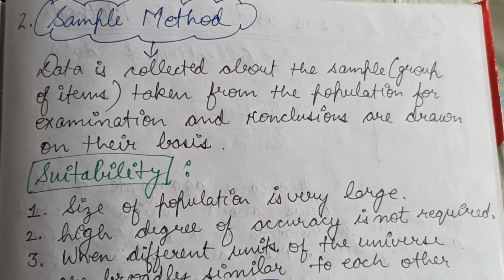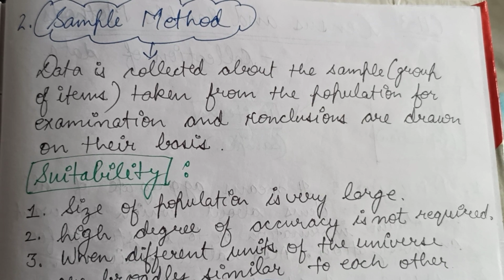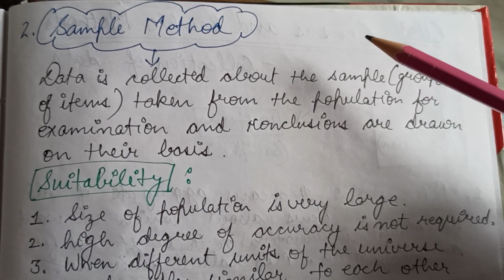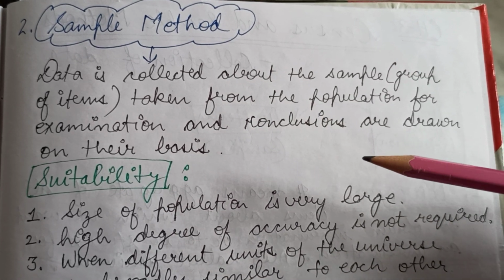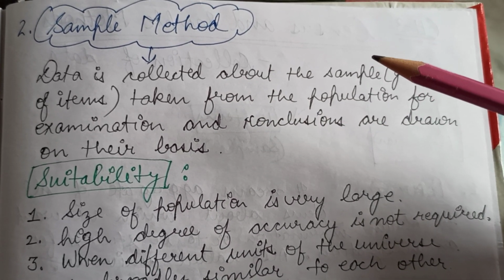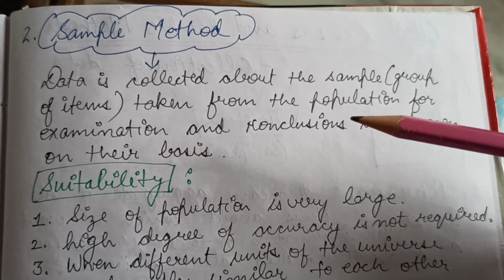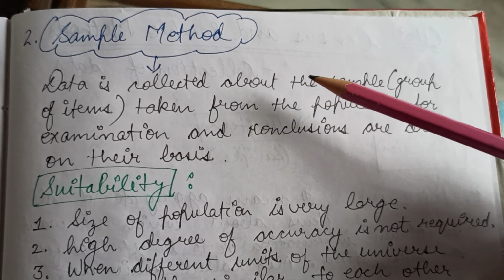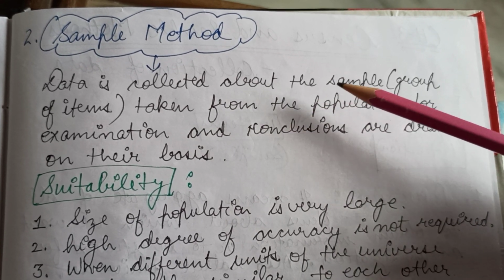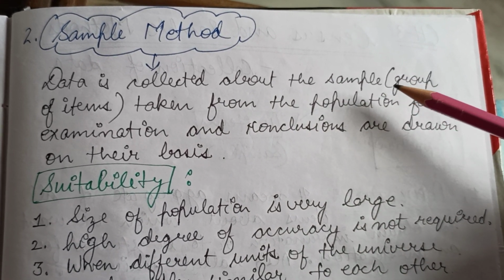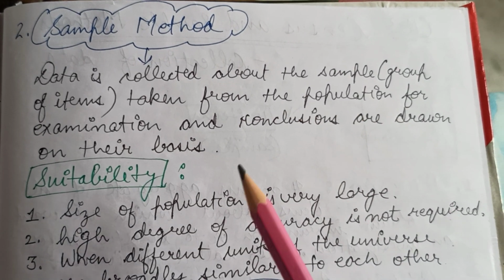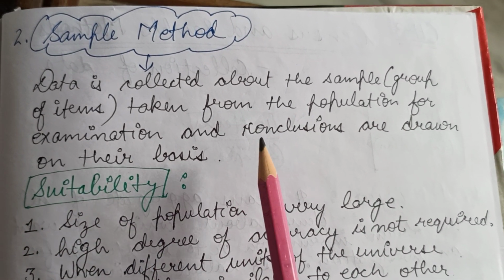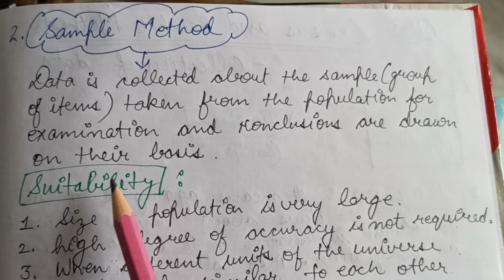The next one is the sample method. As the name suggests, in this method we will take out a sample from the population and base our study on the sample of items selected from the population. So it can be defined as the method in which data is collected about the sample, which is a group of items taken from the population for examination, and conclusions are drawn on their basis.